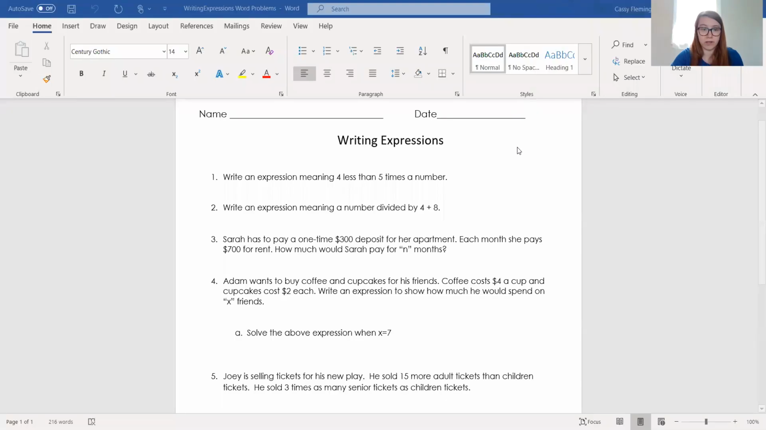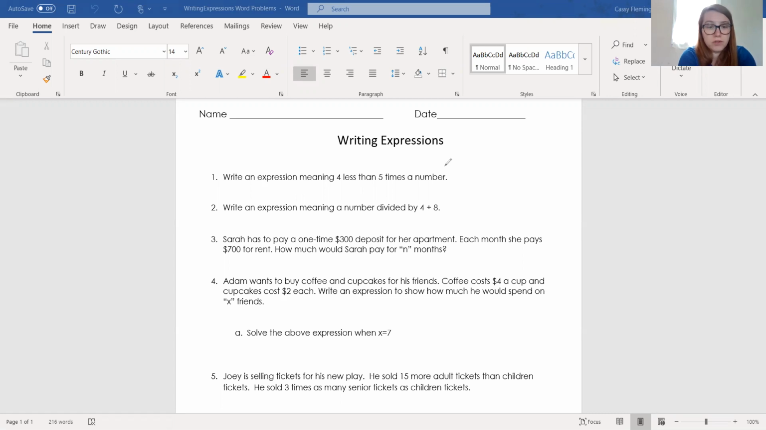So for this week, you guys are working on writing variable expressions. This one's a word problem. I use Zoom to make my own meeting, and then I do annotating on it, so you guys won't be able to write on it the way I am, but you do have your own different ways to do what you need to do. So it says, write an expression meaning 4 less than 5 times the number.